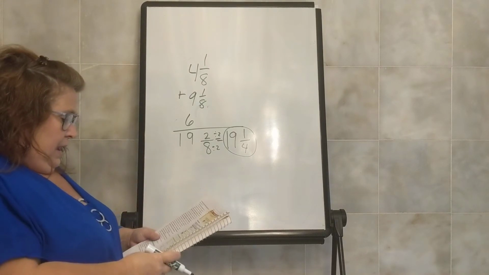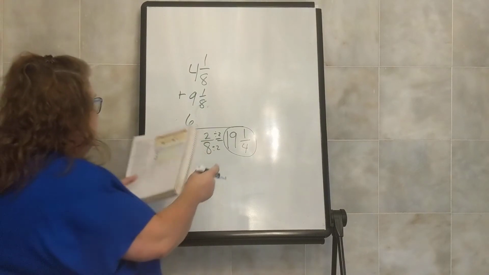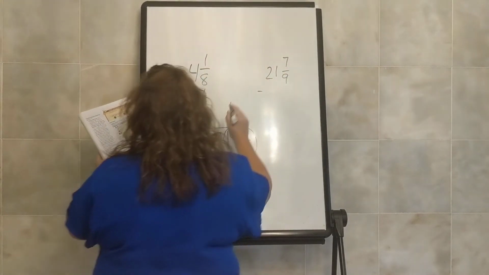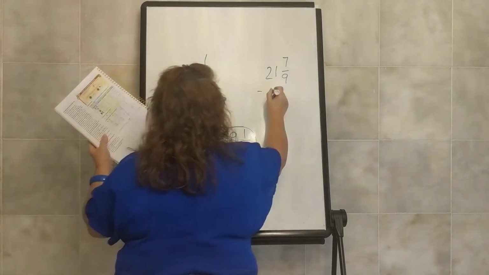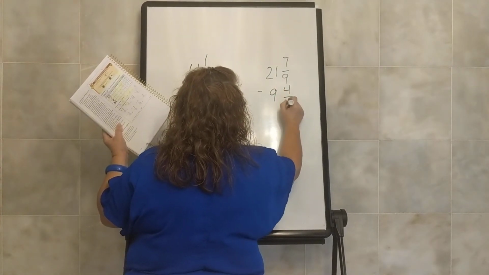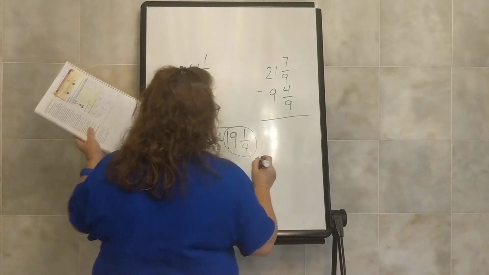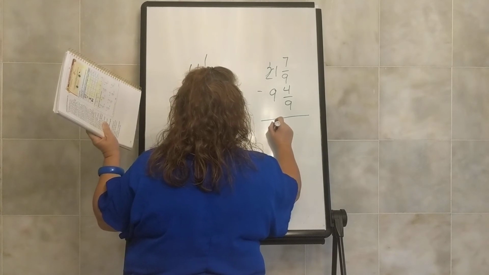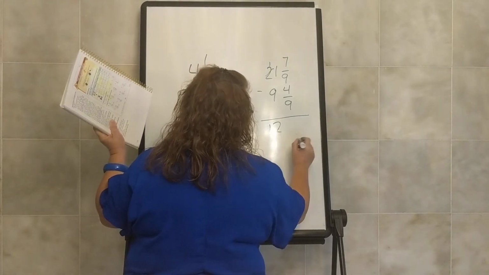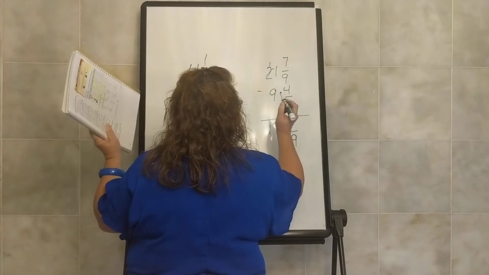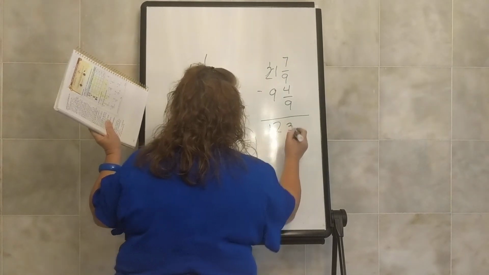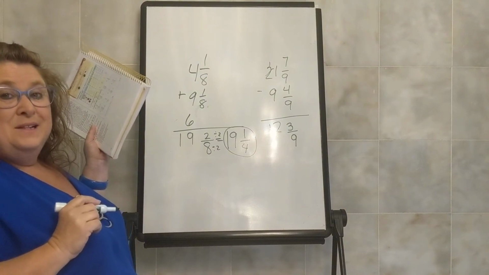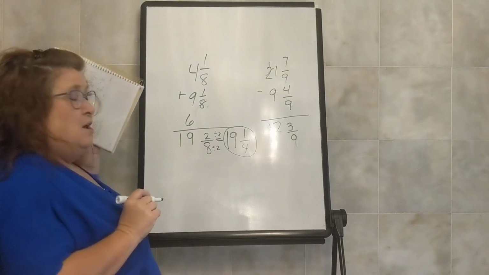Okay? And then letter B, we have 21 and 7/9 minus 9 and 4/9. First thing I'm going to do is subtract my whole numbers. 21 minus 9 is 12. I'm going to write my denominator, subtract my numerators. 7 minus 4 is 3. 12 and 3/9. But 3/9 can be reduced, so we have to reduce our fraction.